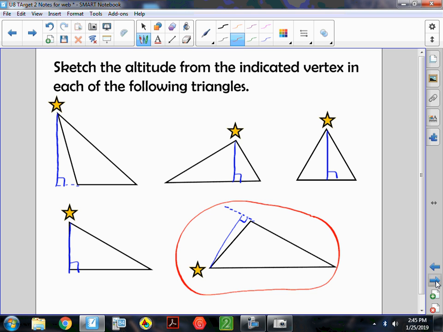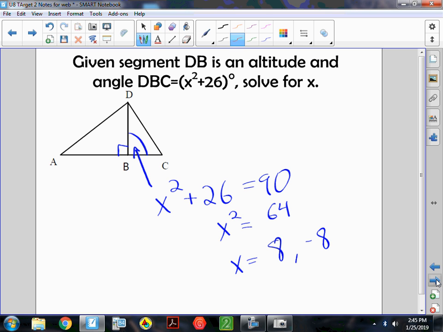You can draw multiple altitudes for the same triangle. So there's one already there in blue, and here's another one in red. Altitudes always intersect at a right angle, which means they're equal to 90 degrees.